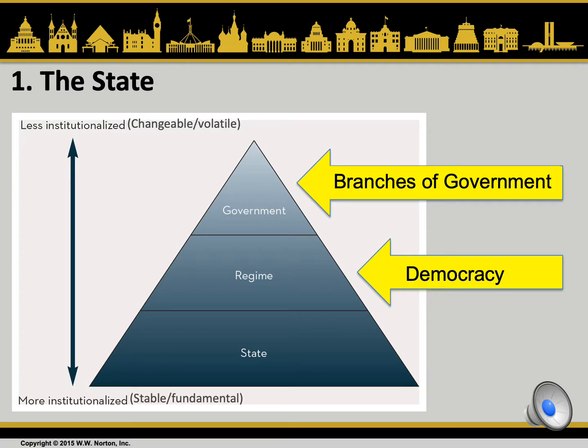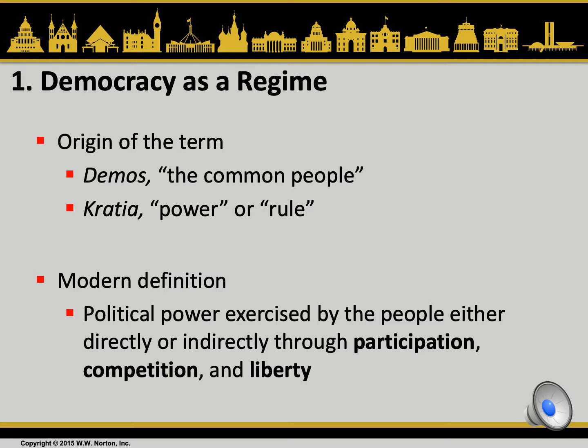And once again, as a reminder of where regime and government stack up with respect to the state, we're talking about democratic regimes, or the rules and norms of how a government should act or should perform. And of course, the government itself is at the top of the chart here, top of the triangle, I should say. And we'll talk a lot about the branches of government and the democratic institutions within the government of democracy.